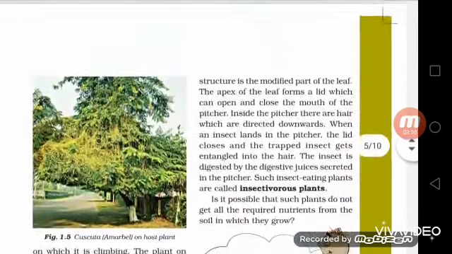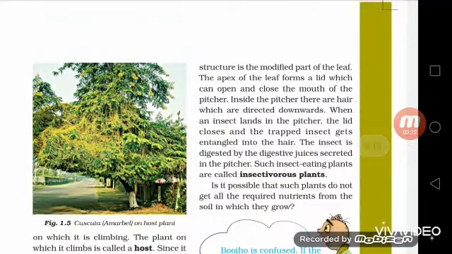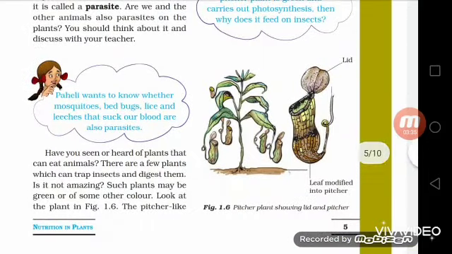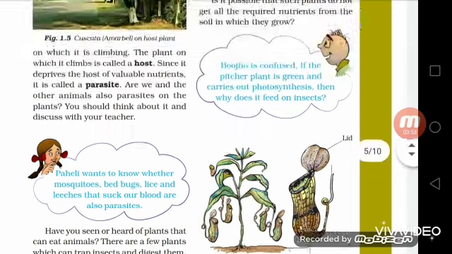Let's go word by word. Here the apex of the leaf forms a lid which can open and close the mouth of the pitcher. Inside the pitcher there are hair-like structures directed downwards. The pitcher itself, the jug-like structure, has hair-like structures. It means whenever an insect comes and sits over it, those hair-like structures will grab it and hold it tightly. That does not allow the insect to move or fly away.